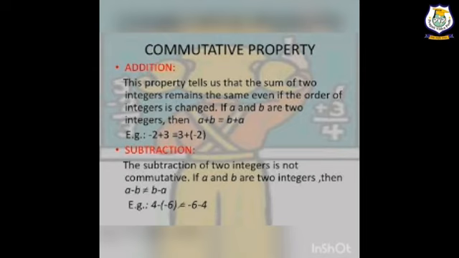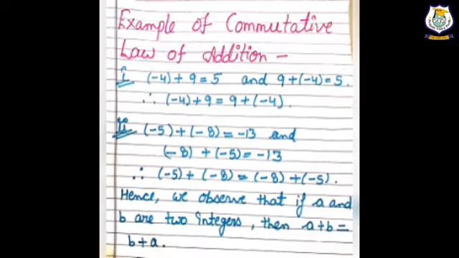Subtraction. The subtraction of two integers is not commutative. If a and b are two integers, then a minus b does not equal b minus a. Some examples of the commutative law of addition.